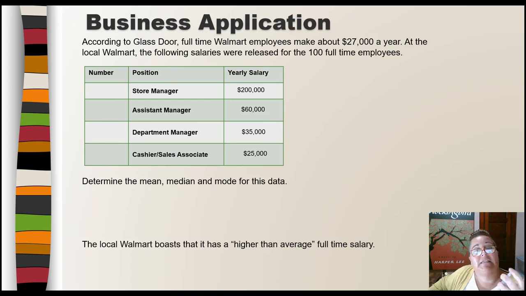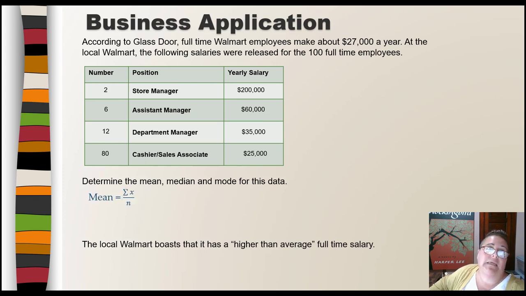Now, this is important. We have to break down the number of each position because there's not going to be 100 store managers making $200,000 a year. There are, in this case, let's say 2. There are maybe 6 assistant managers and maybe 12 department managers. That means there are 80 full-time positions left for cashiers and sales associates.